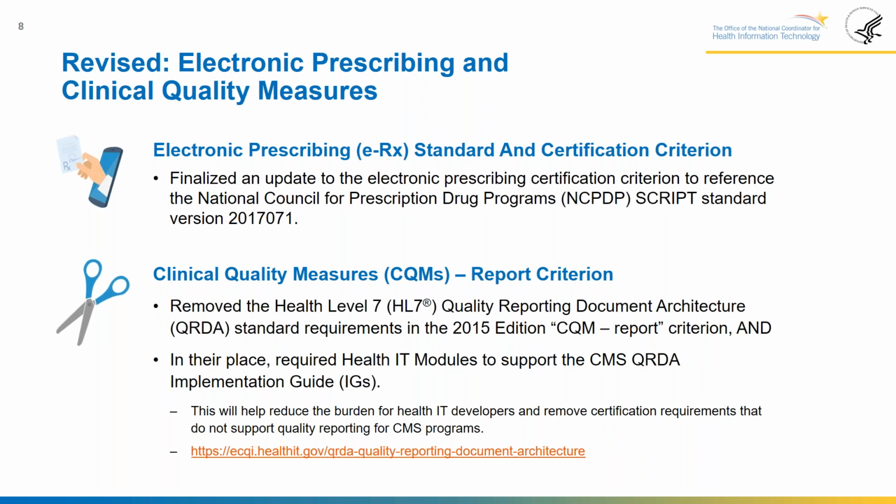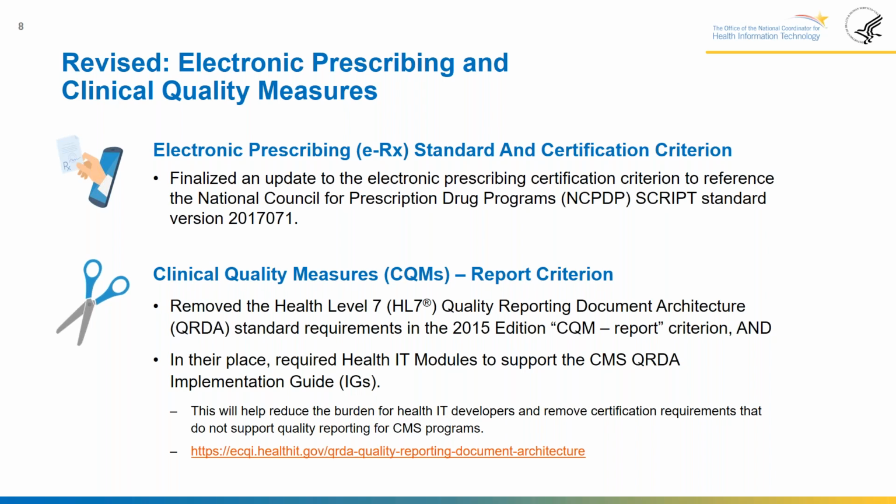As I mentioned before, we also revised the electronic prescribing and clinical quality measures. These 2 criteria align with CMS programs and CMS requirements. The e-prescribing has been updated to use the NCPDP SCRIPT standard, version 2017071, largely because Part D has started requiring this for Part D electronic prescribing transactions beginning January of this year.